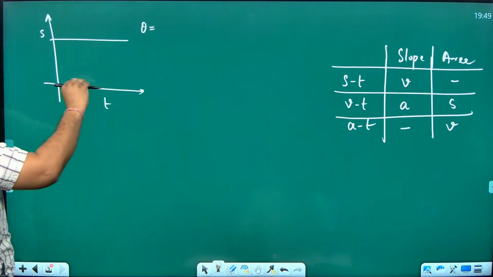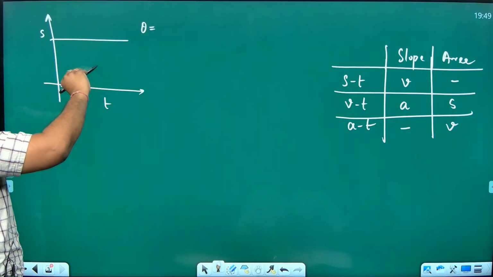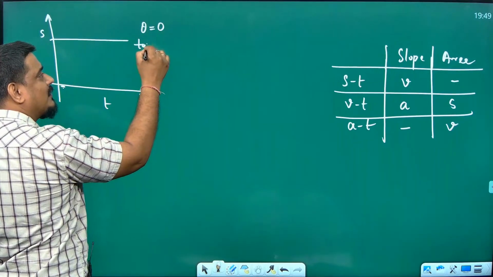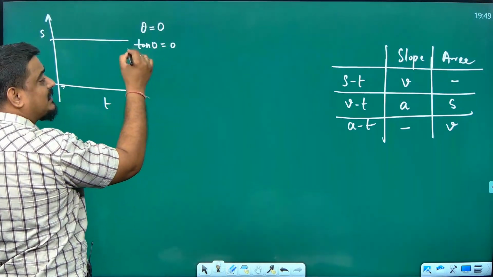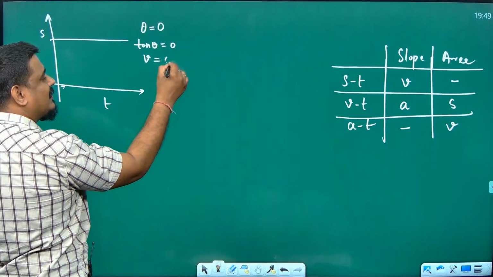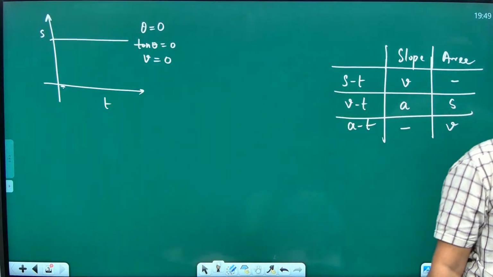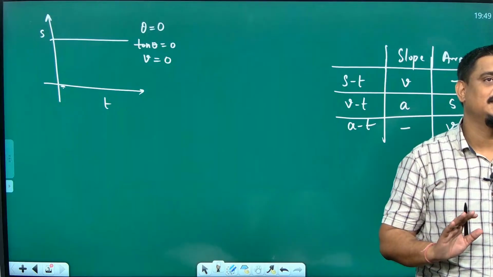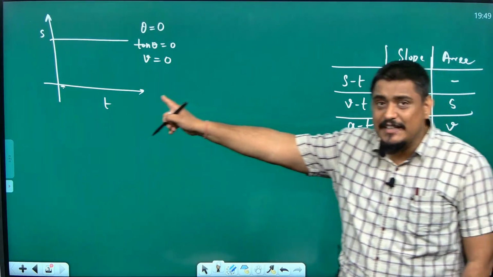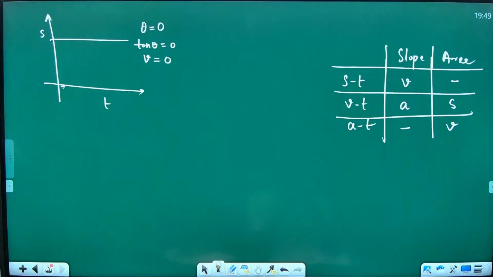Theta is 180 or 0, no yaar. See here, it is kept like this. Theta is 0. If it goes like this, theta will increase, no? If theta is 0, what is tan 0? So what is tan theta? Slope. Slope of ST graph gives what? Velocity. Zero velocity means what? Object is at rest. Are you able to understand my point? So this graph indicates that the object is at rest. Do you agree with me?